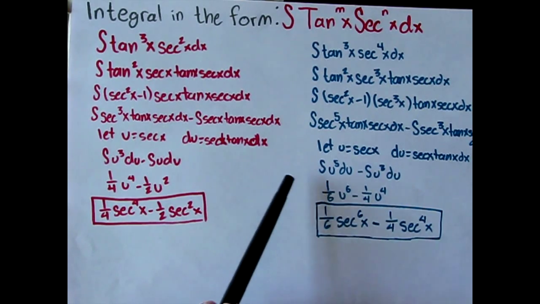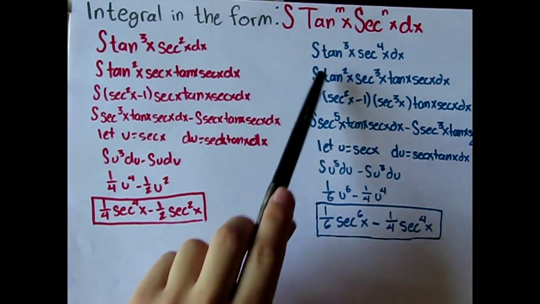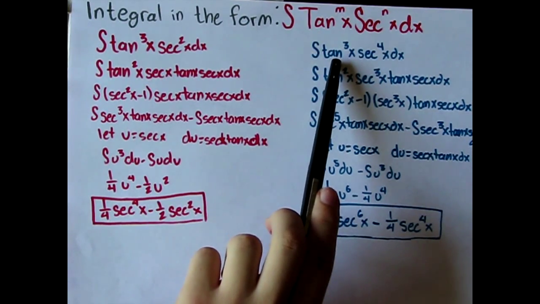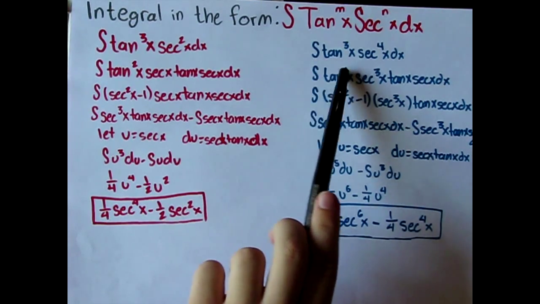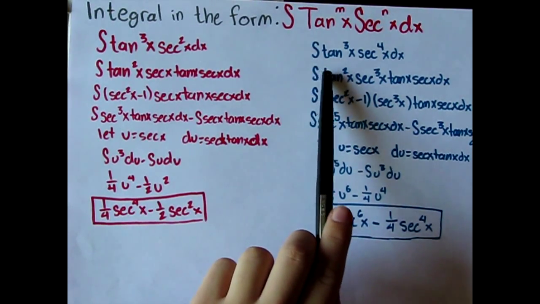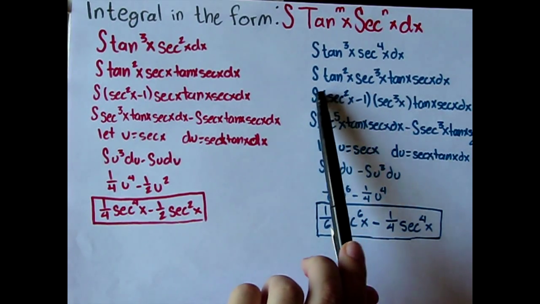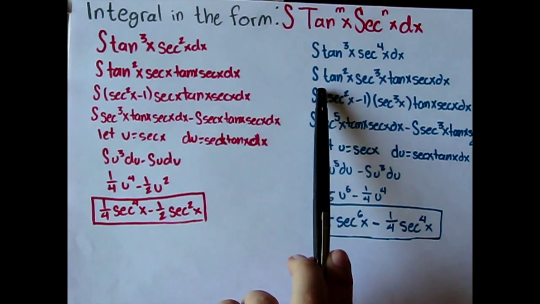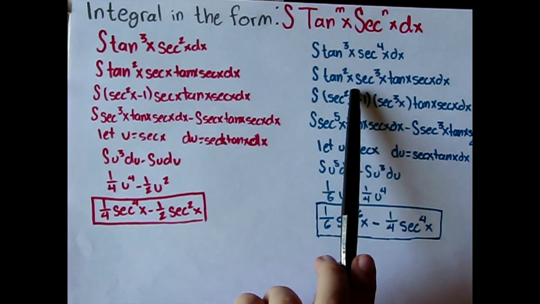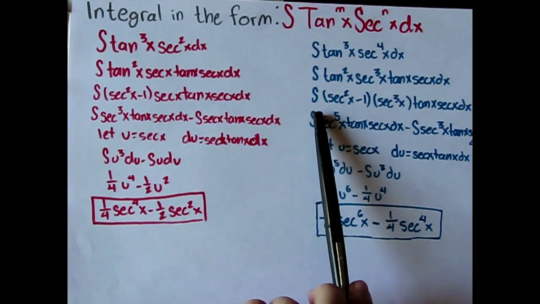This next example is actually an example of both a case 1 and case 2 integral. And that's because you have an odd tangent exponent and an even secant exponent. So in this example, it's the integral of tan cubed x times secant to the fourth x dx. So what you're going to do is take out both a tangent and a secant, and so you're going to have the integral of tangent squared x times secant cubed x times tangent x secant x dx.